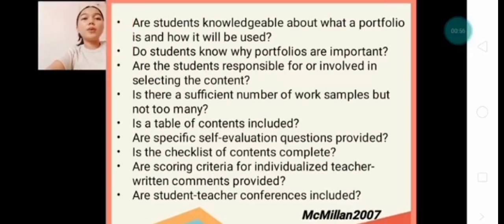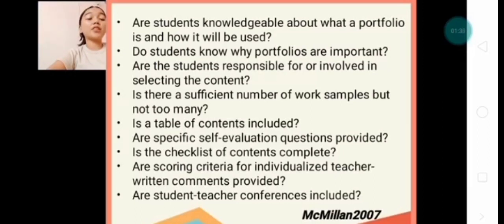The first one: are students knowledgeable about what a portfolio is and how it will be used? Do students know why portfolios are important? Are the students responsible for or involved in selecting the content? Is there a sufficient number of work samples but not too many? Is a table of contents included? Are specific self-evaluation questions provided? Is the checklist of contents complete? Are scoring criteria for individualized teacher-written comments provided? And the last one, are student-teacher conferences included?